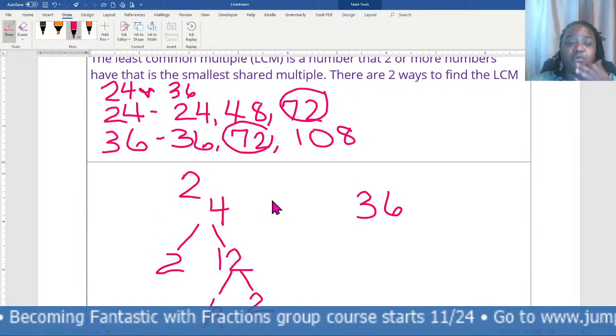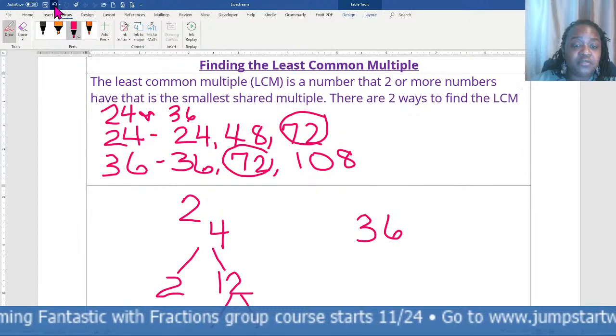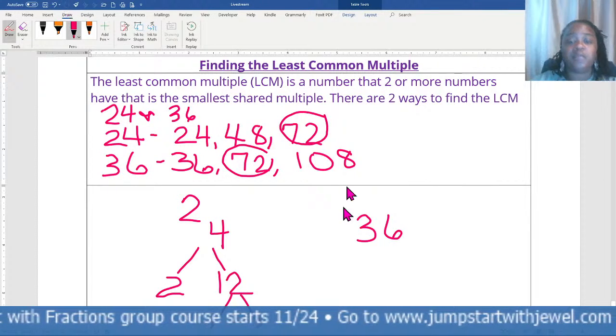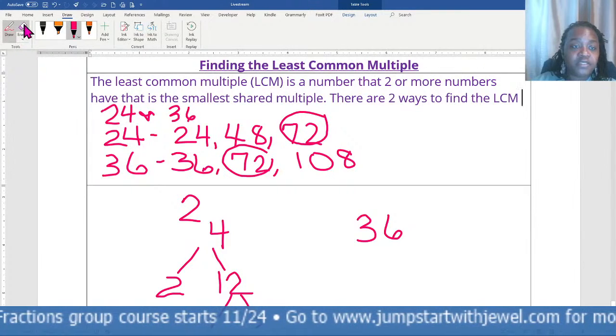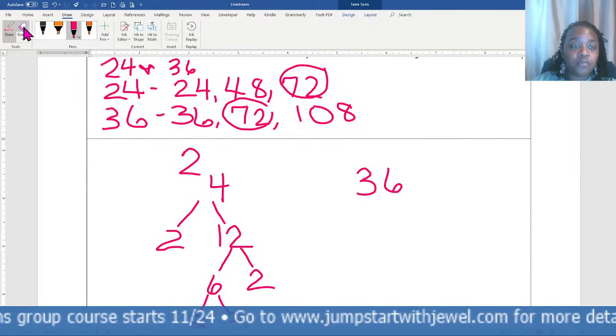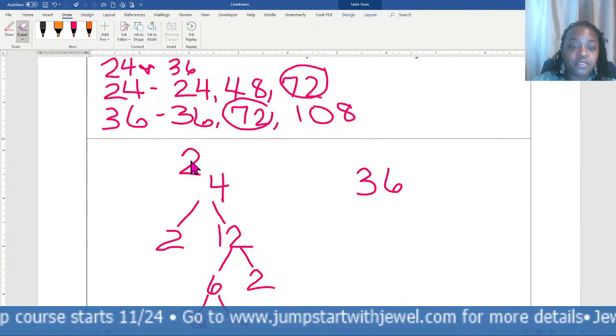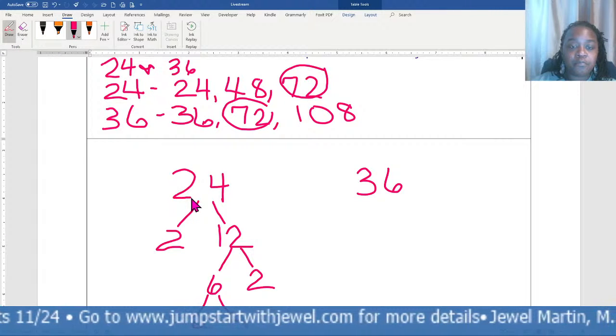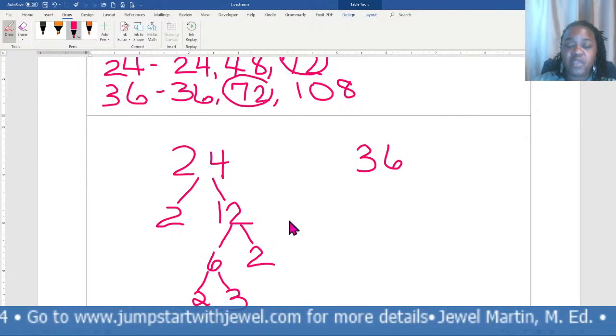I don't know why that thing just moved. Let me see if I can undo it. Nope. There we go. Let me see if I can fix it. It jumped on the screen. Okay. Hopefully it won't do it again.